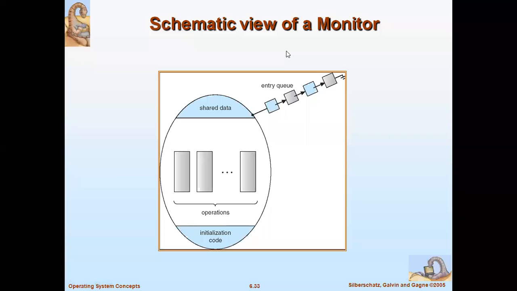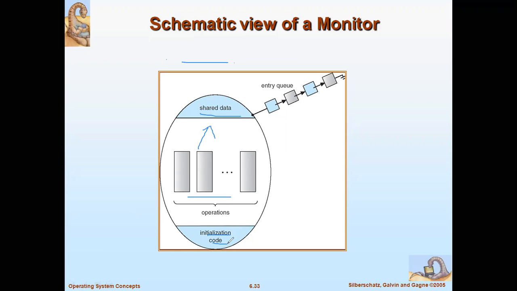Now coming to the schematic view of a monitor, here this is a monitor. You have shared data here, and these are operations which are used to access this shared data. Along with operations, you will have initialization code. As you can see, only one process can enter the monitor, and all the other processes that want to gain entry into the monitor should be lined up in the queue.